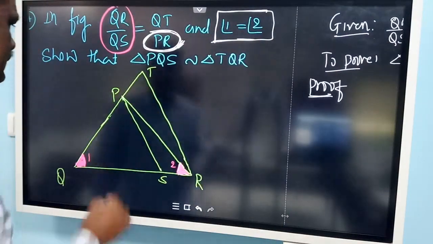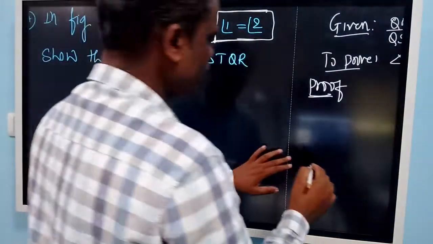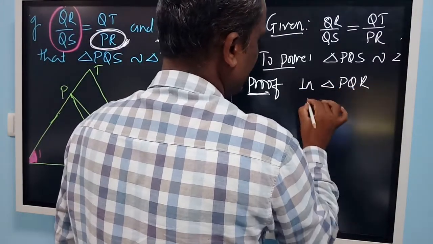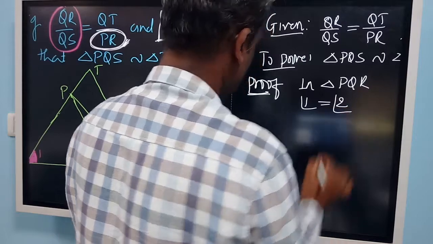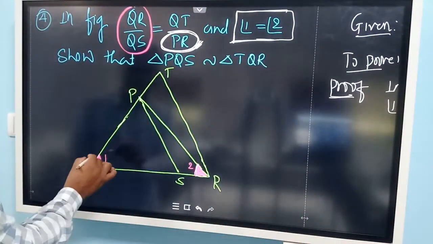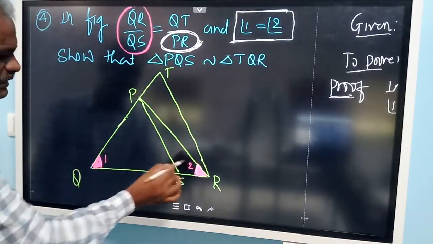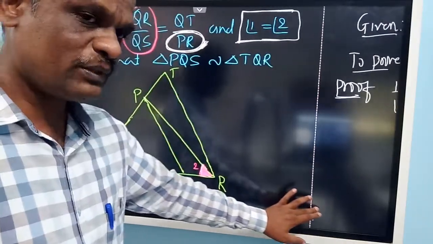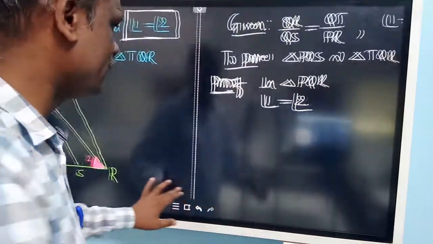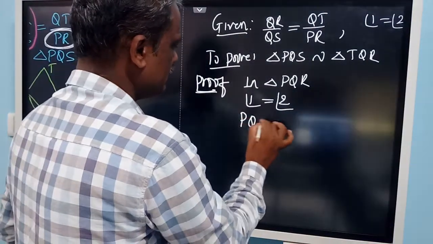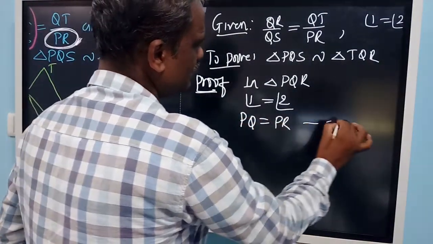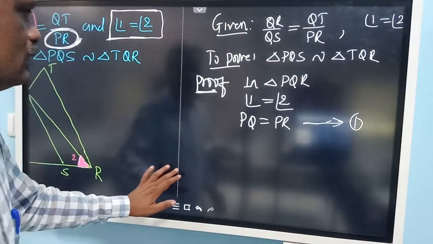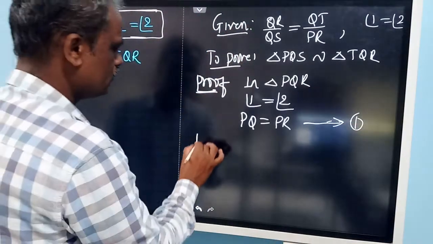Now look at this. In triangle PQR, angle 1 is equal to angle 2. Given. It's an isosceles triangle. The sides opposite to them should be equal. Therefore, I can write PQ is equal to PR. We call this Equation 1.